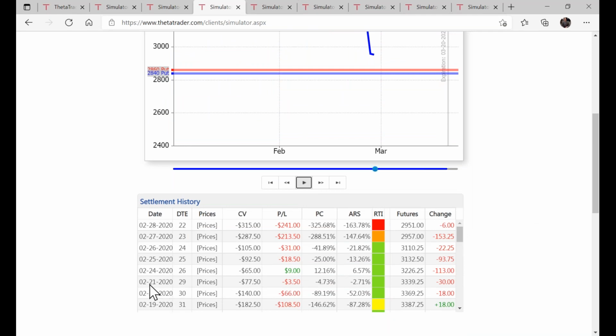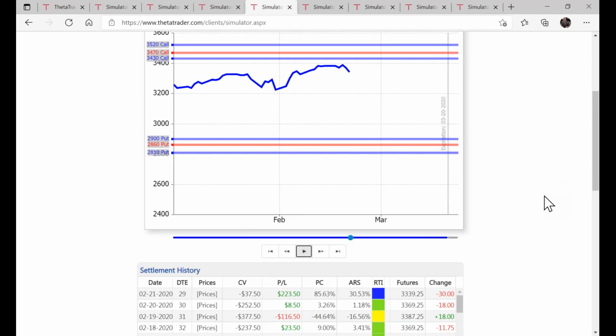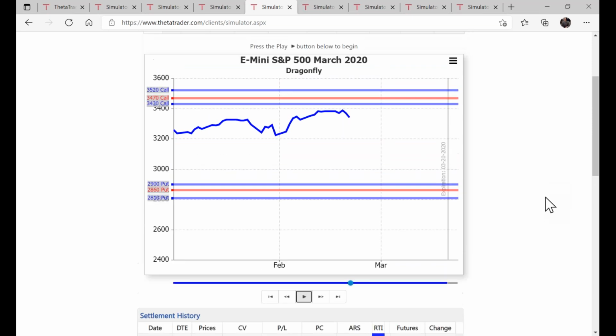And on February 21st here, the Condor was actually still negative, losing a little bit of money. The P&L was negative. So I'm just pointing out that sometimes there are dramatic differences between the Condor and the Dragonfly. And the Dragonfly can be a lot more robust and it can weather a lot more storms than a Condor. And we'll look at a couple more.